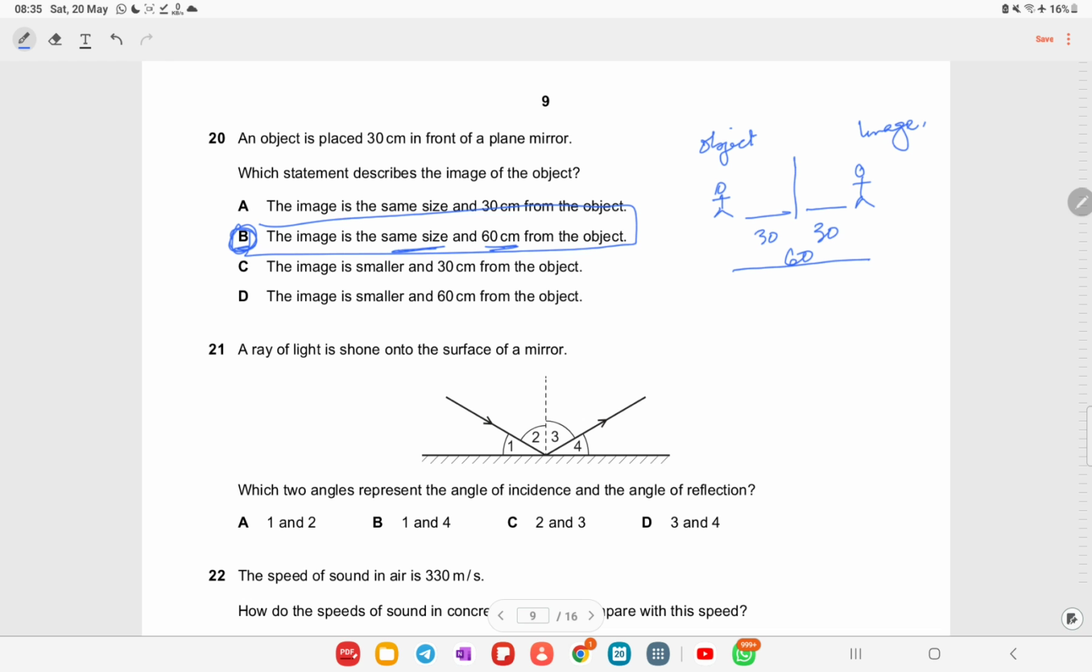your right answer. A ray of light is shown onto the surface of a mirror.